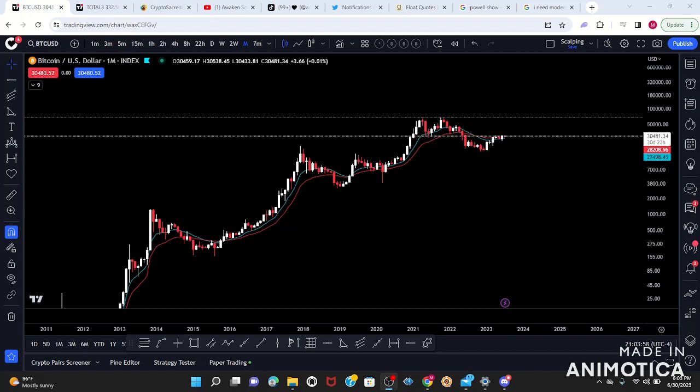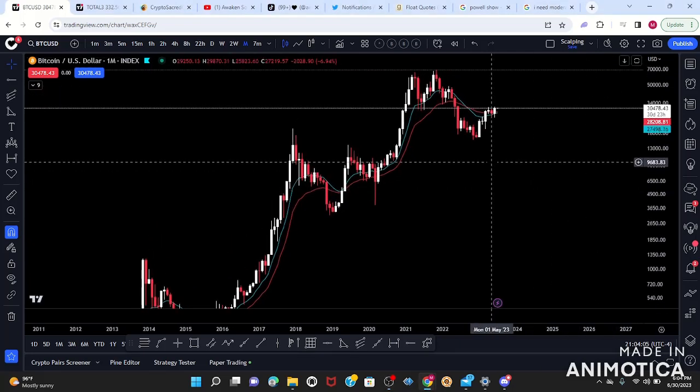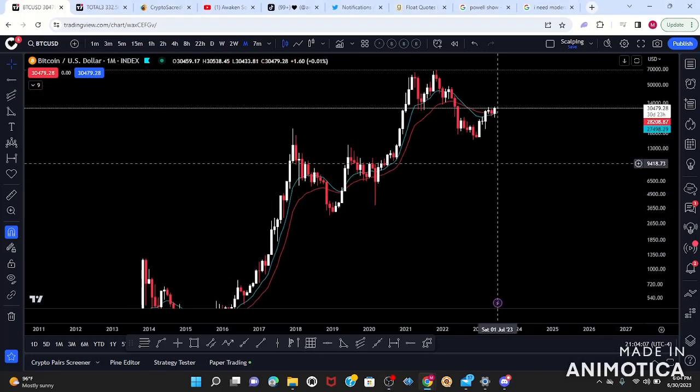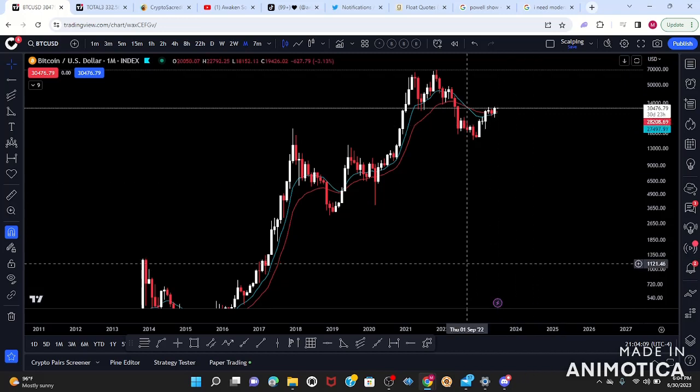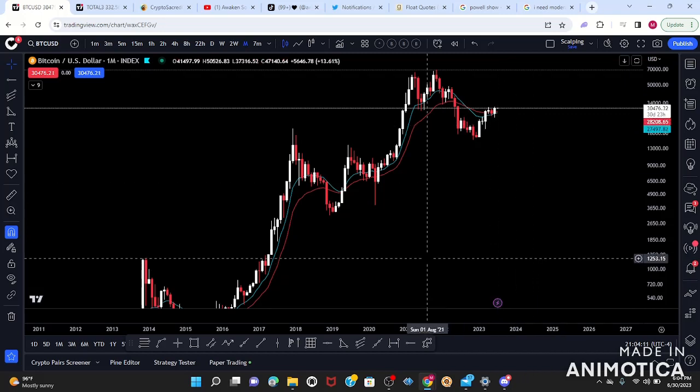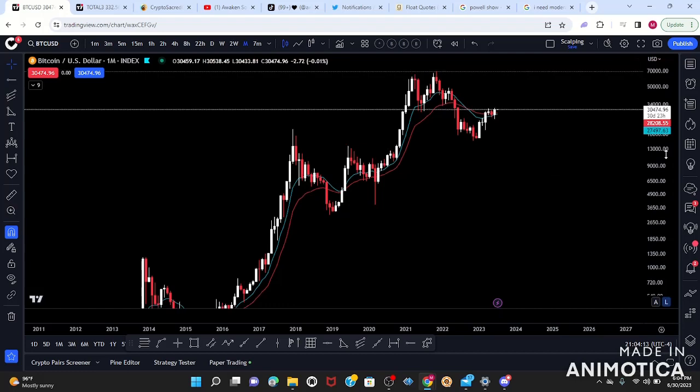I am Awakened Soul, and today we're going to be reviewing Bitcoin and setting it up for our next trade. Especially today, it's really important because the monthly candle has officially closed. So the July candle is open for the monthly, and then we have our weekly open, and then we have our daily open.